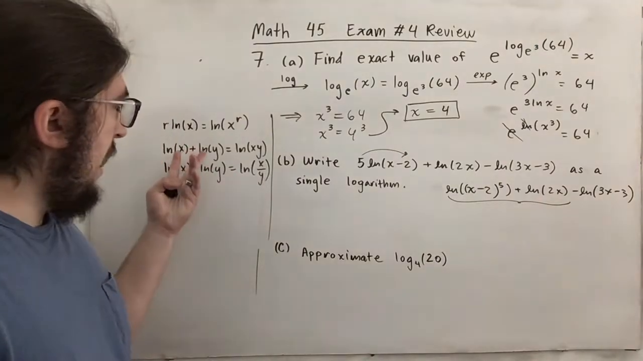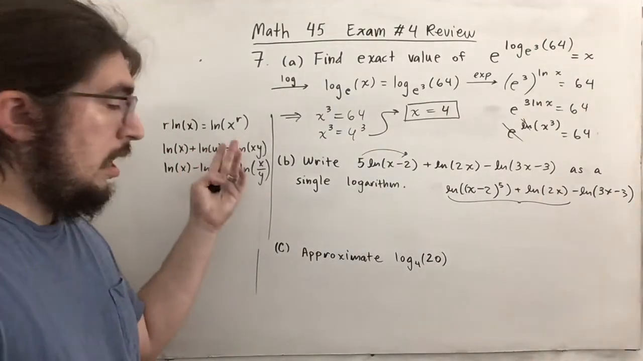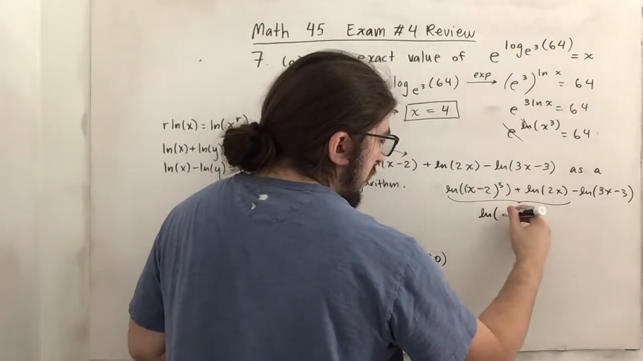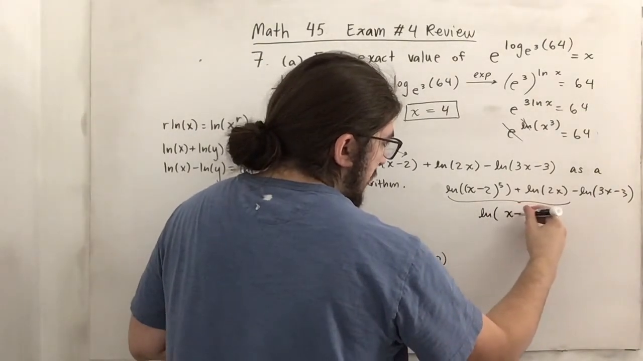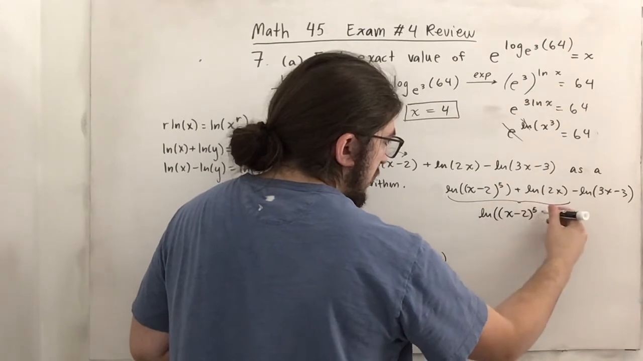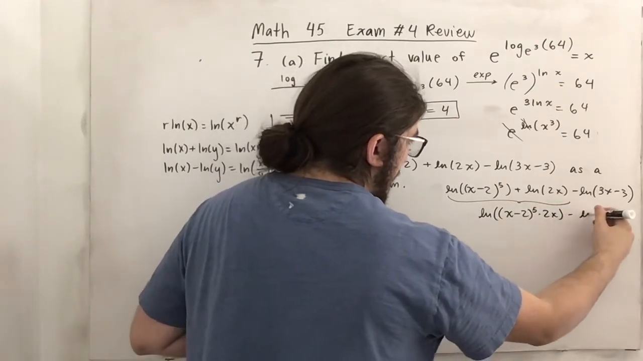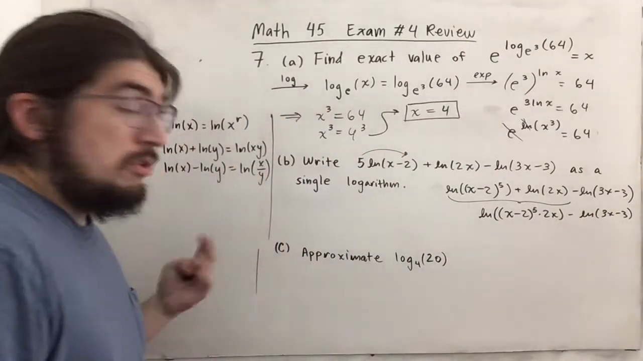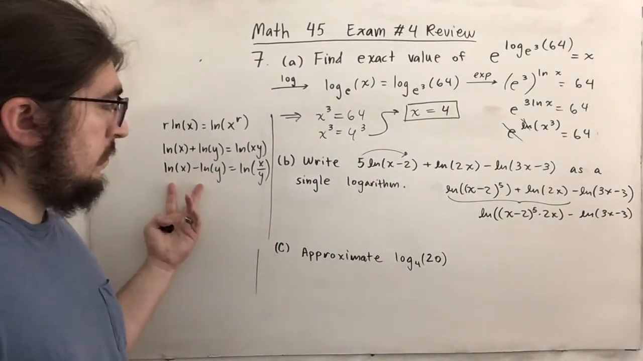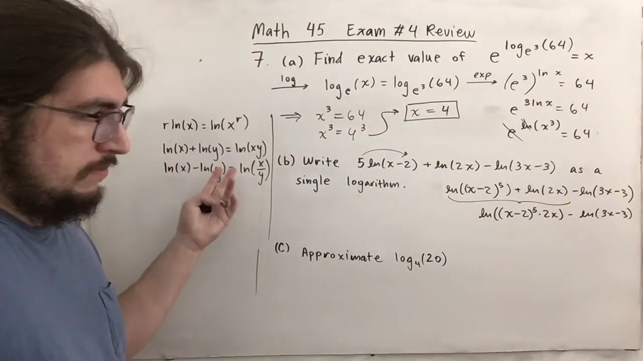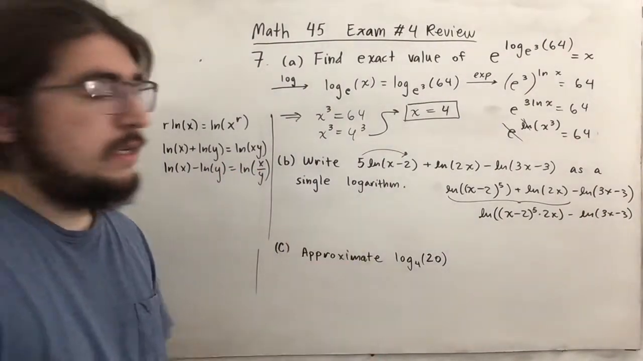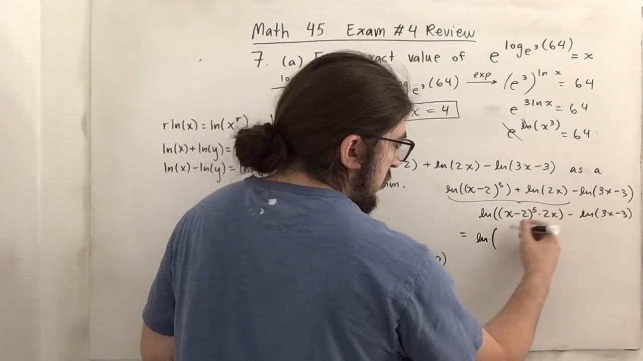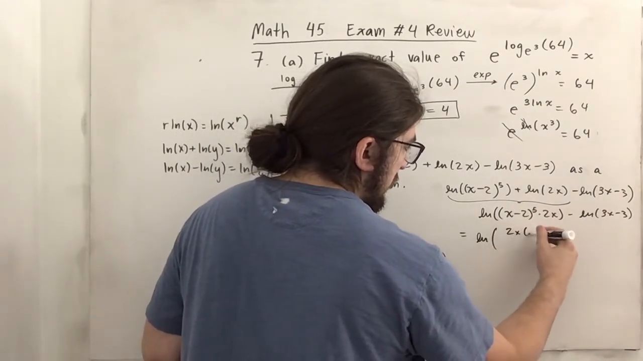So first I'm going to go from left to right and just add those. I know adding two logs is taking the log of the product of the insides. So this right away is going to be ln of the product, x minus 2 to the 5th times 2x, minus ln of 3x minus 3. And I also know that subtraction of logarithms is the log of the quotient. So we're dividing here. That means this combines as ln of the first one. I'm going to rearrange it if that's okay with you.